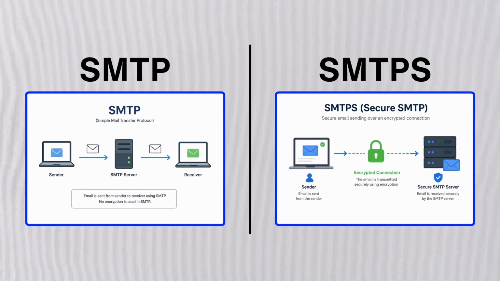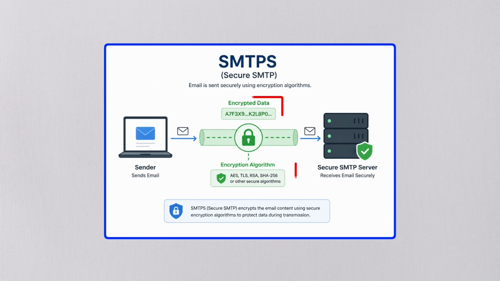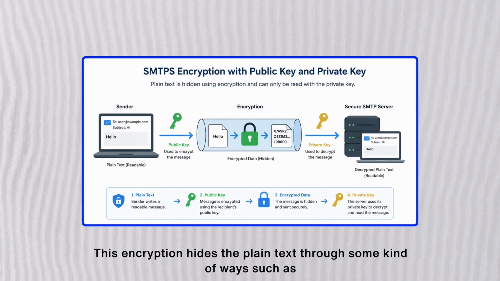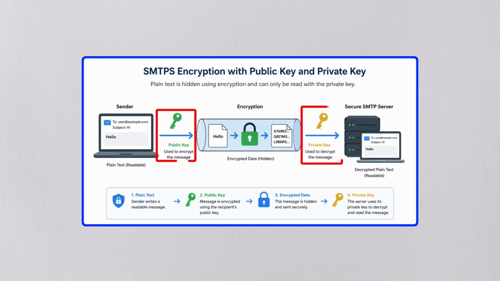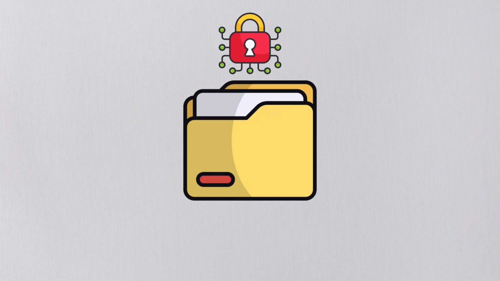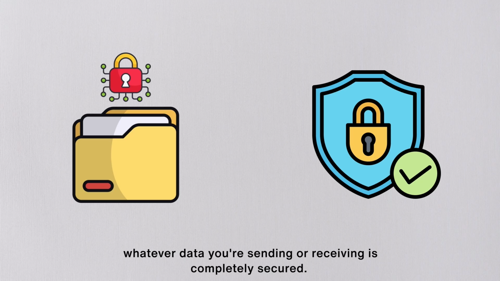And by the way, SMTP is different from SMTPS. The difference is the encryption itself. It's similar to HTTP and HTTPS. The S is just for secured. What does secure mean? It means you're not sending everything as plain text. You're encrypting the data through some kind of algorithm. This encryption hides the plain text through some kind of way, such as a public key and private key. There are algorithms being used to encrypt the data to make sure that whatever data you're sending or receiving is completely secured.